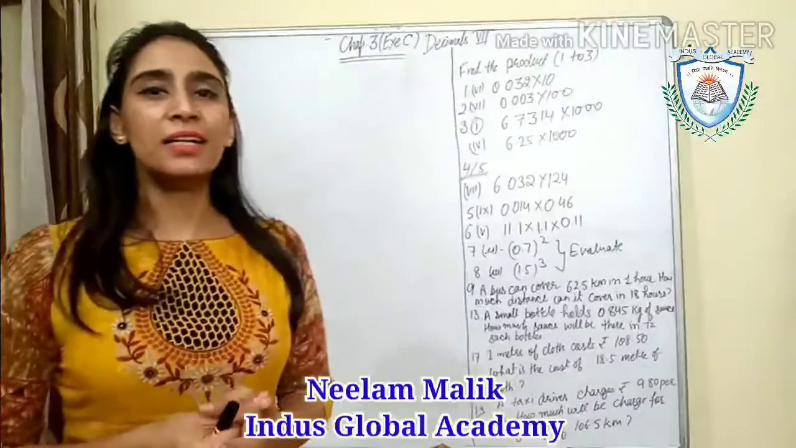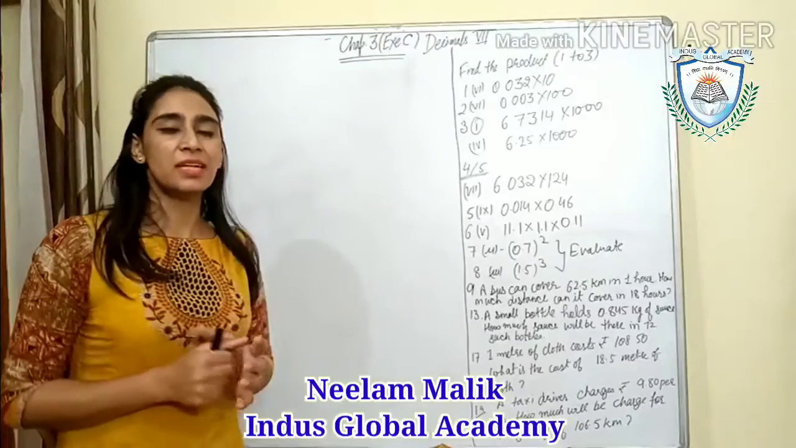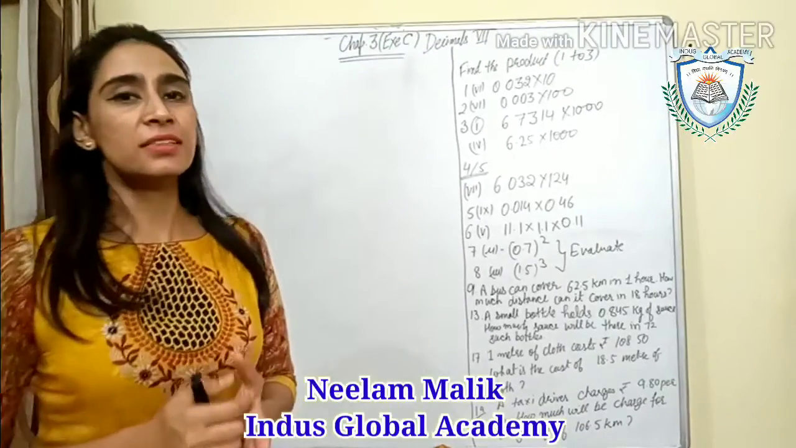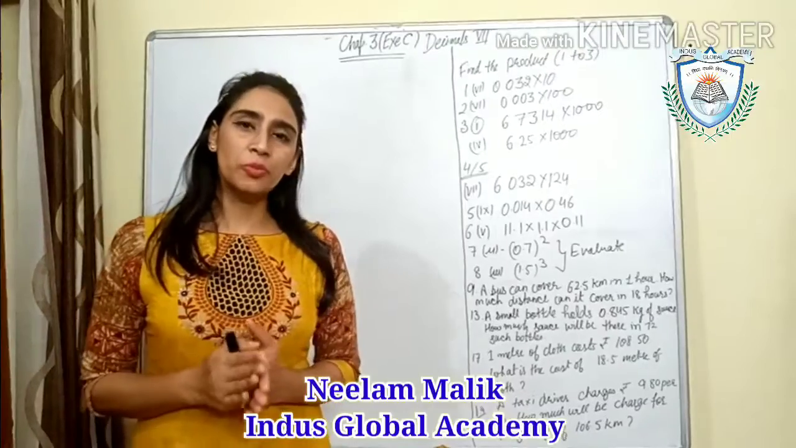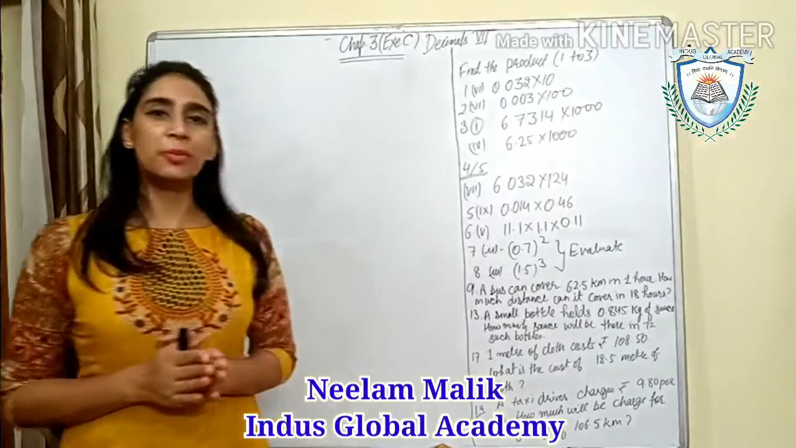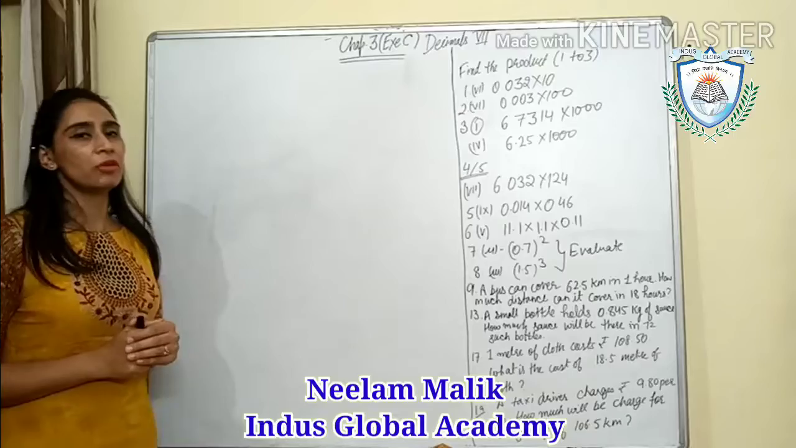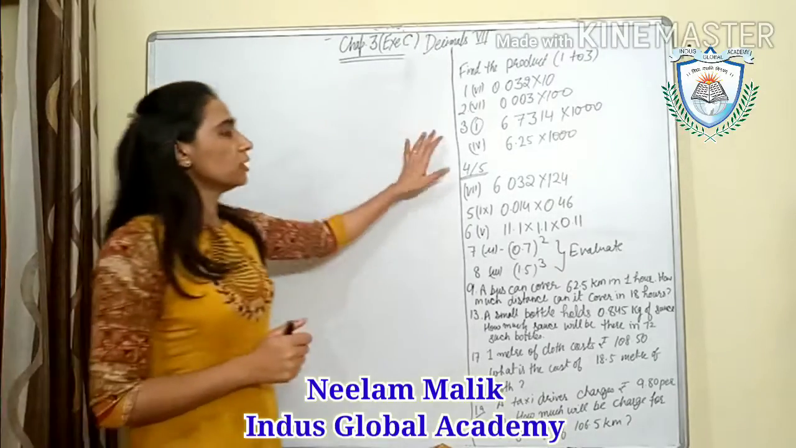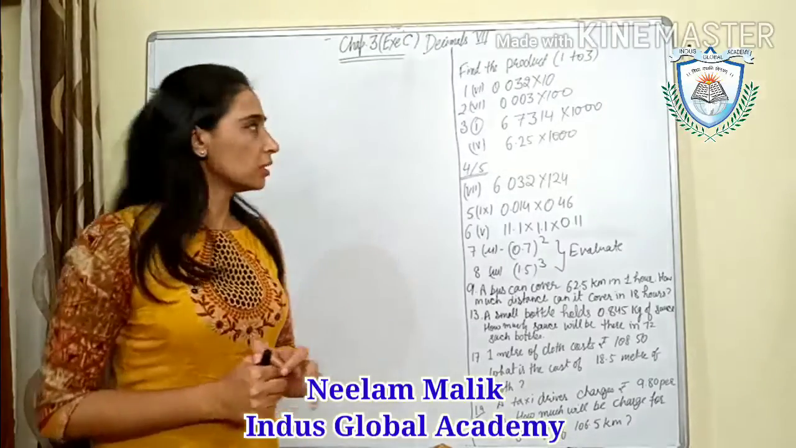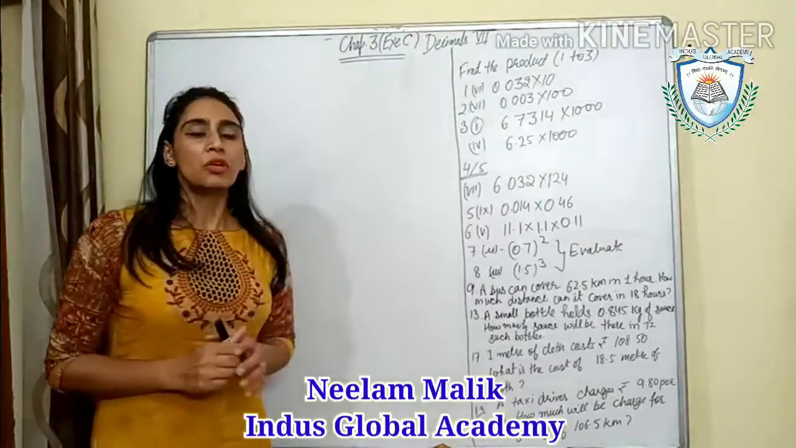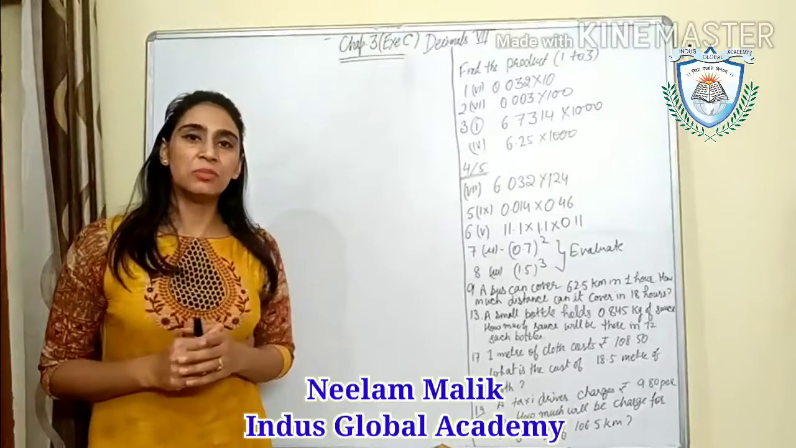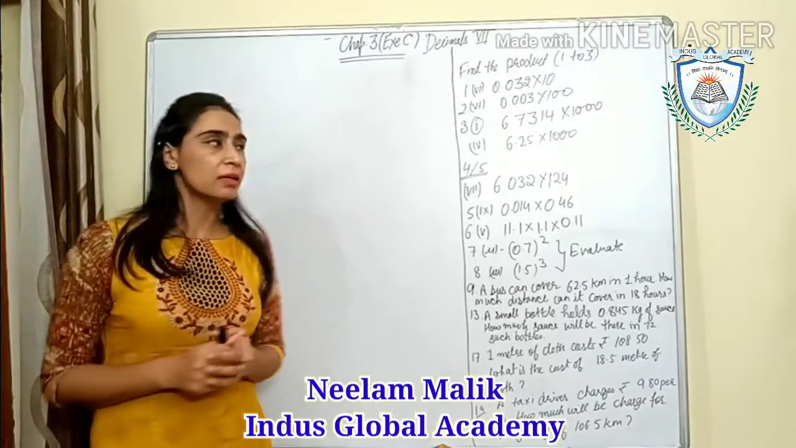Today we will start our next exercise of the decimals, that is the third exercise. In this exercise you have to find the product, or do multiplication, of the given decimal numbers. Let's start with question number 1. Questions number 1, 2 and 3 are all the same. In all these sums we have to multiply the given decimal numbers with 10, 100 and 1000.